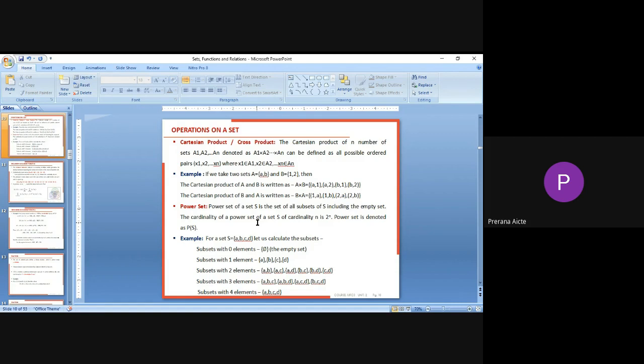The cardinality of the power set of a given set is given by 2 power n, where n represents the number of elements in that particular set. Suppose a set has 4 elements, then all possible subsets will be 2 power 4, which is equal to 16. Starting with the empty set, then subsets with 1 element, with 2 elements, with 3 and 4 elements. If you combine all these sets as one set, then that is called the power set.